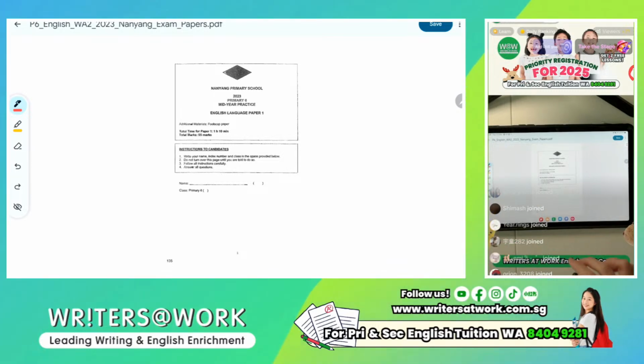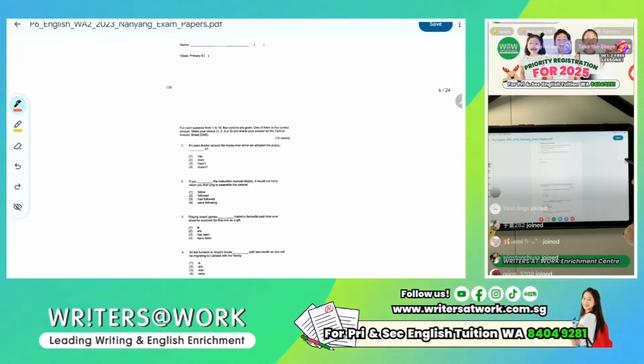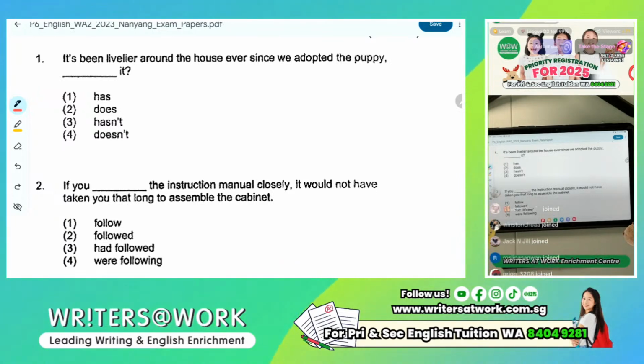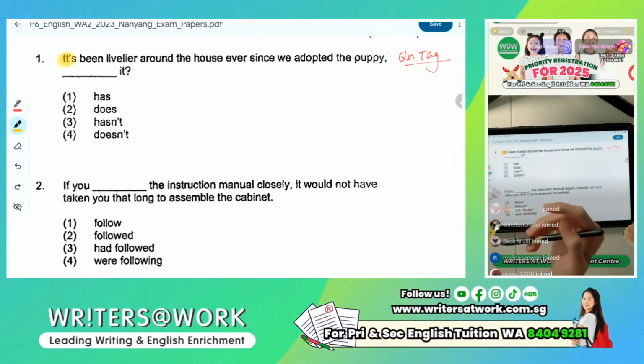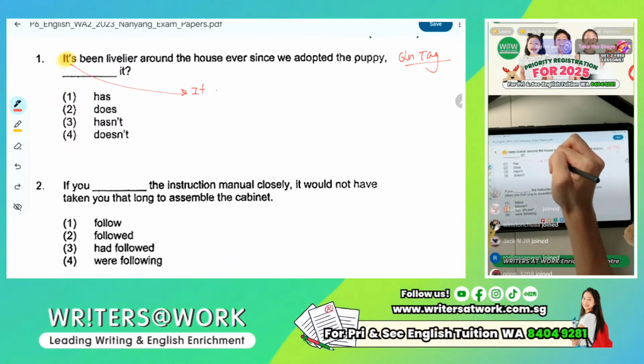Let's take a look at some grammar questions first. Question 1. It's been livelier around the house since we adopted a puppy, dash it. So over here, we're interested in a question tag. The keyword is here. It's. So we need to ask ourselves, what does this stand for? There are two meanings. Either it is or it has.